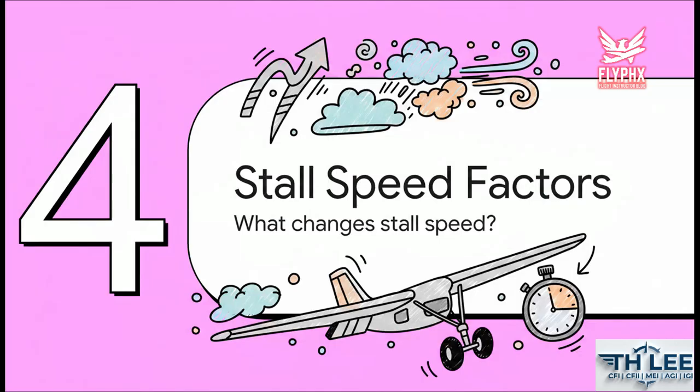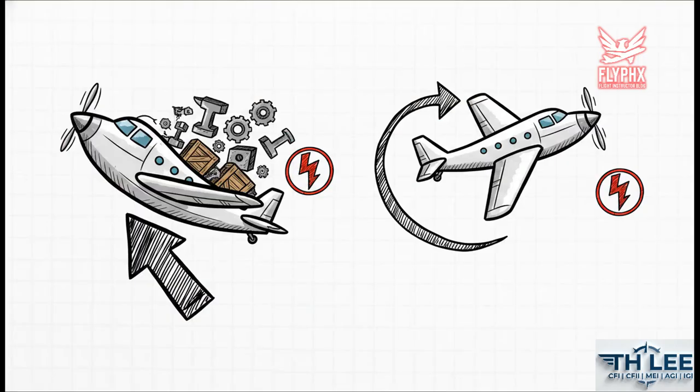All right, Section 4, Factors Affecting Stall Speed. What makes your stall speed change from that published number? Take a big note here. Whether you've loaded up the plane with passengers and baggage so it's super heavy, or you're banking hard into a steep turn, your wings have to work way harder to fight off those loads. To generate that extra required lift, you have to pull back and increase your angle of attack.